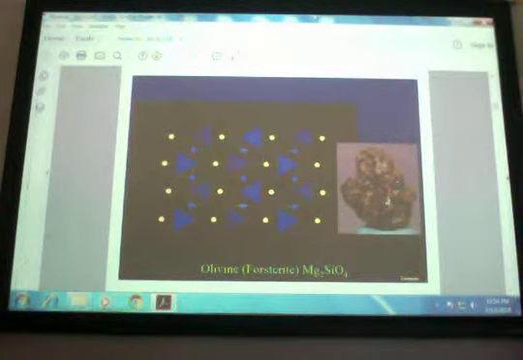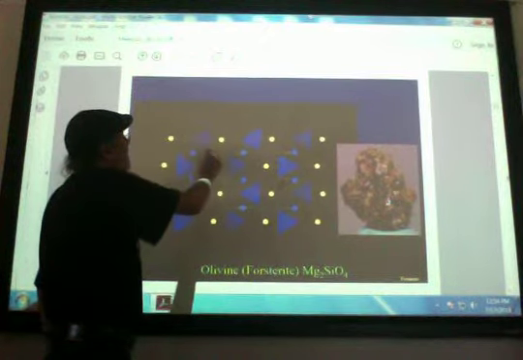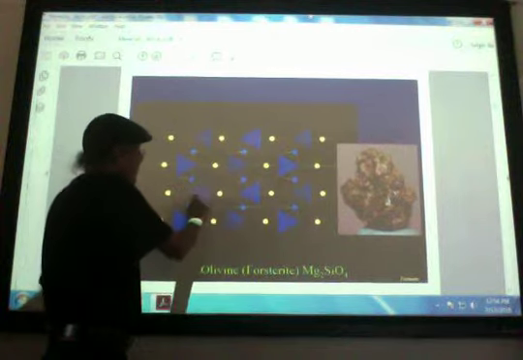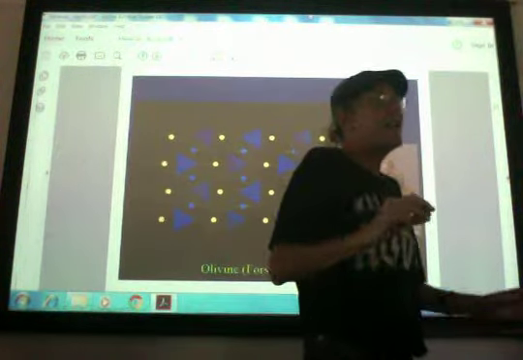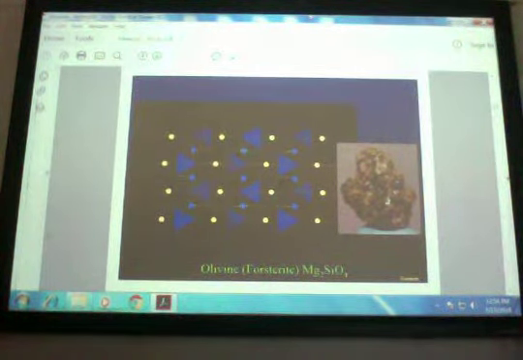This olivine is a single silicate. It is formed by single tetrahedrons. That means in the olivine the tetrahedrons are not connected directly with each other, as I have shown you here when we were talking about chains. The stuff is not connected.